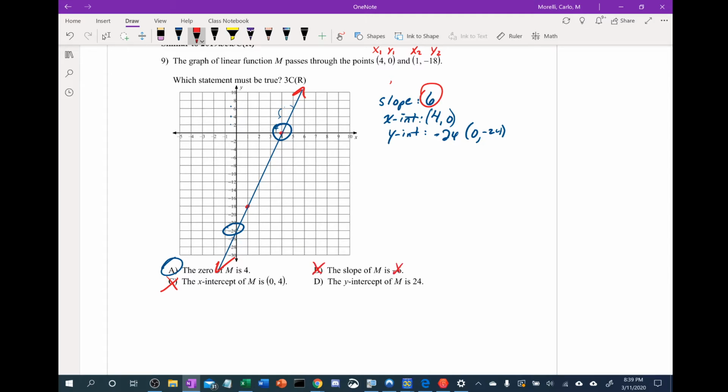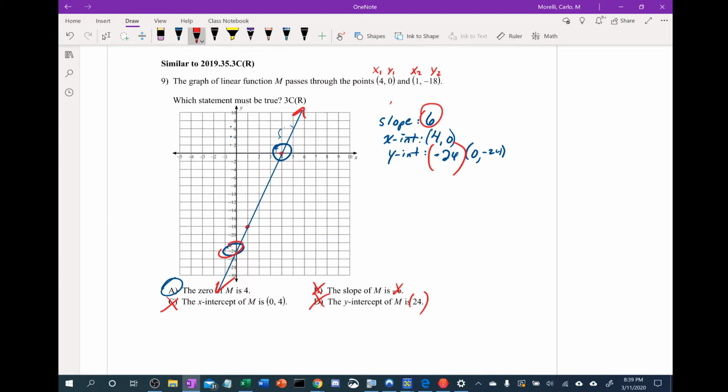The y-intercept of m is 24. Well, we found the y-intercept to be negative 24, so this is incorrect. The only correct answer is A: the 0 of m is 4. I could show an algebraic solution to this, but it's unnecessary.